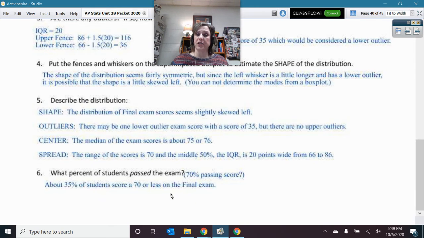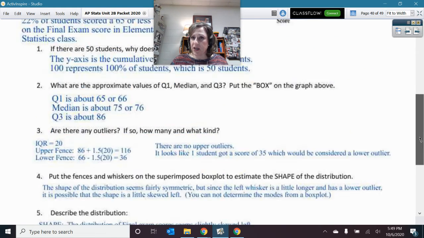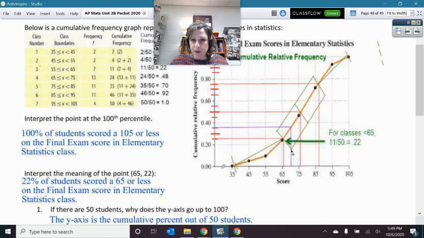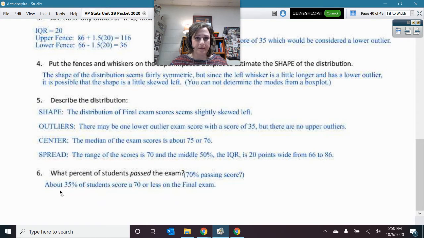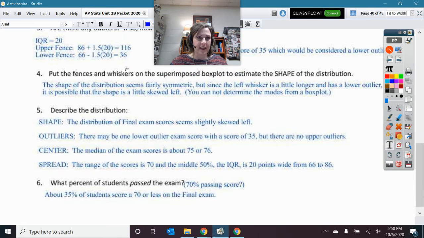Now, what percent of students passed the exam? Well, if that's a 70% pass rate, then I come on up here and I see that it's this purple line. A 70% pass rate is about 35% of students got a 70... ooh, that I did wrong. I stated this the wrong way. Good catch that I caught that. So 35% of students got a 70 or less.